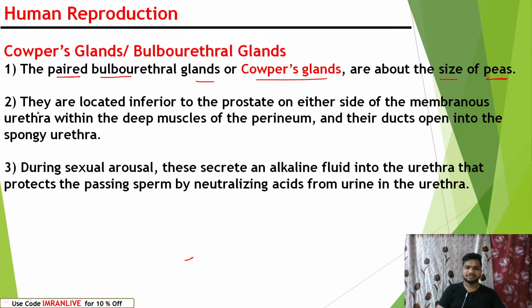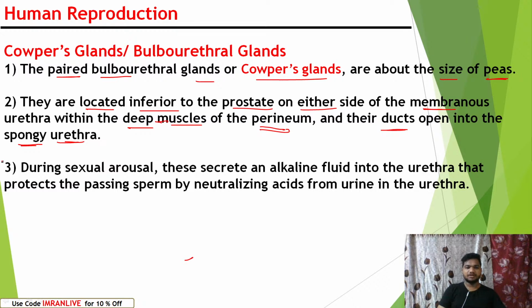Pisum sativum. They are located inferior to the prostate, on either side of the membranous urethra, within the deep muscles. We must remember the location of the Cowper's gland, and we have to understand the exact location of various organs in the body, right? They are situated in the deep muscle of the perineum, and their ducts open into the spongy urethra. Remember, the ducts are the passageway through which the secretion of the bulbourethral glands opens into the spongy urethra.